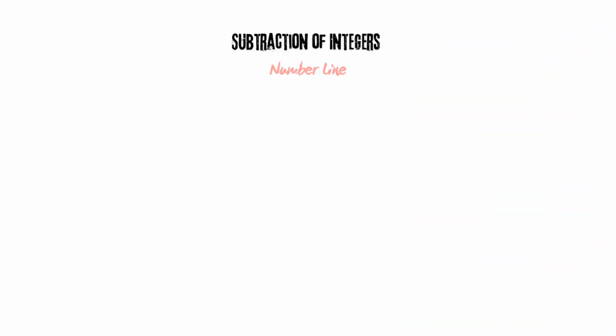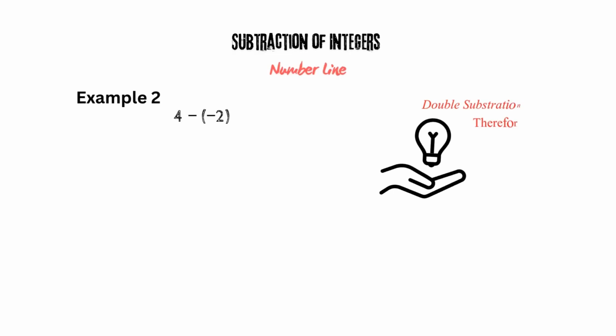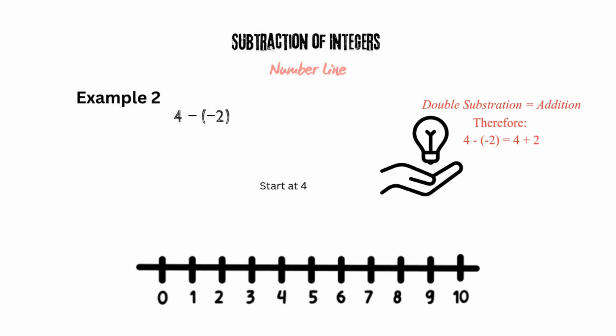When you subtract a negative integer on the number line, you move to the right, which means that a double subtraction is the same as addition. So in this case, we're going to change our expression from 4 minus negative 2 to 4 plus 2. And then we'll start at 4, take 2 steps to the right, and find the answer, which is 6.